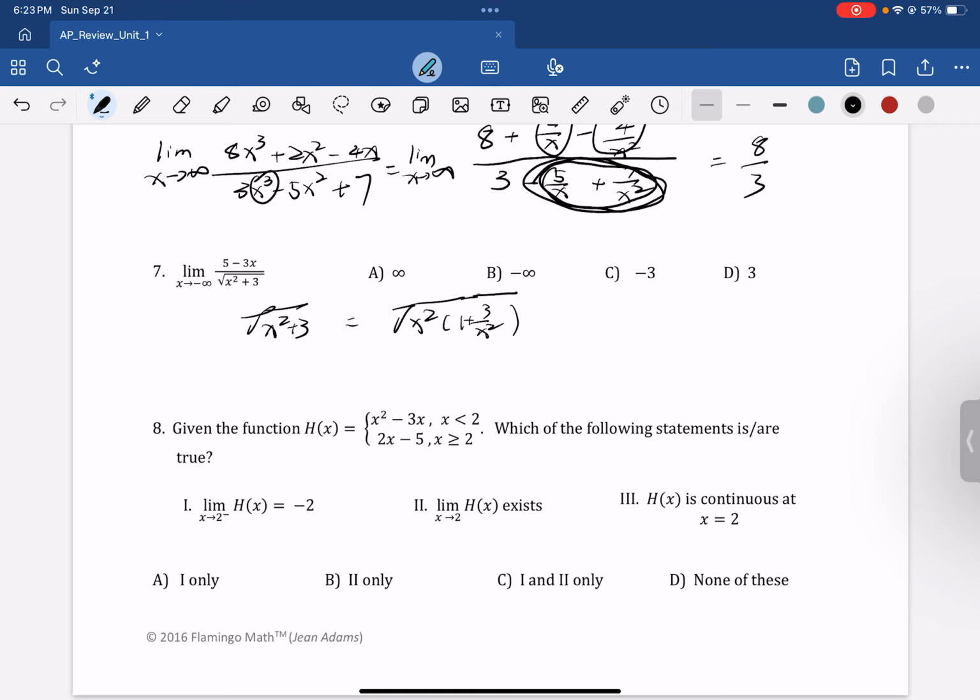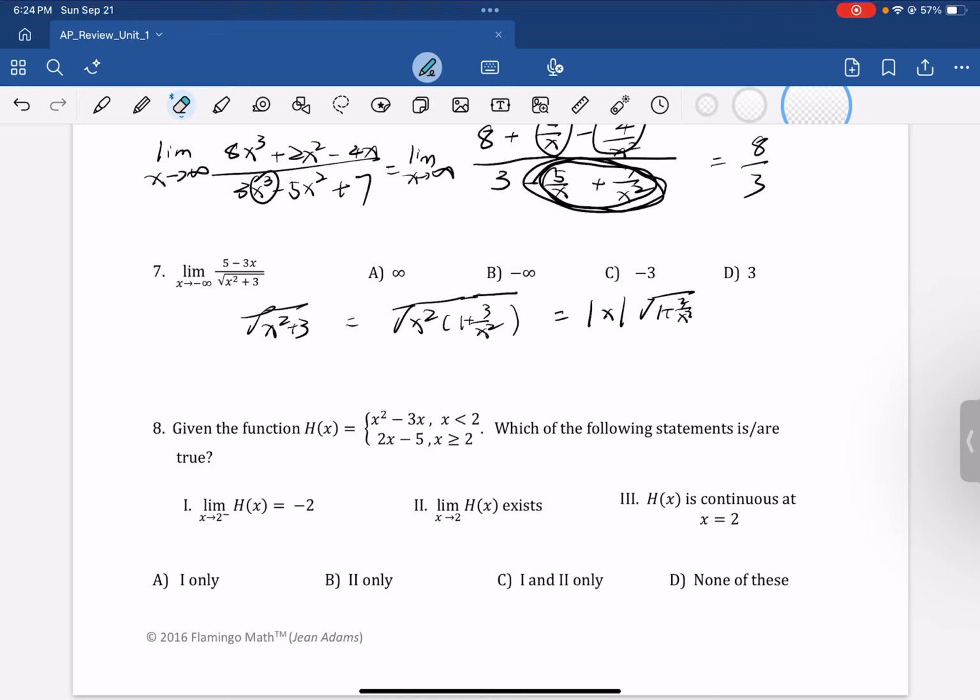And then there's a theorem you must have heard before, which is in Algebra 2. The square root of x squared equals the absolute value of x. Is that correct? Yeah, it's correct. And then for this one, what we got is the absolute value of x times the square root of 1 plus 3 over x squared. Alright, that's what we got.